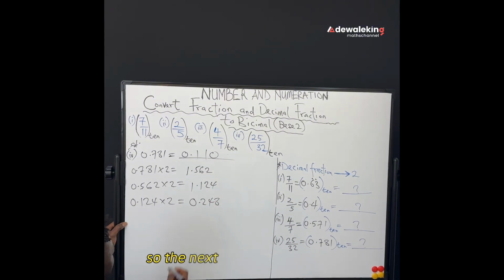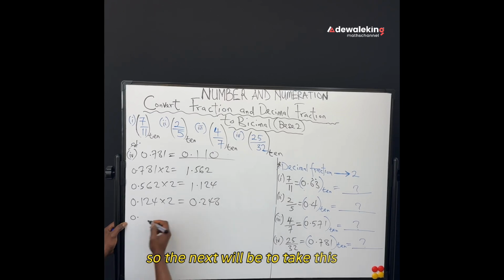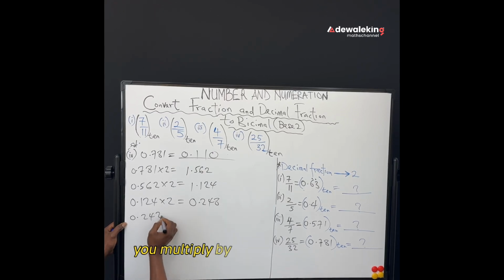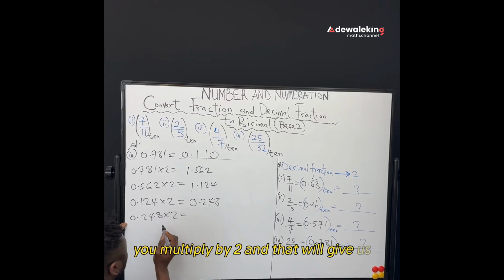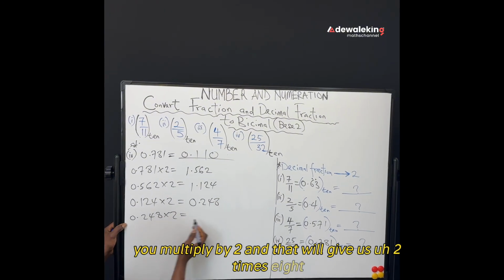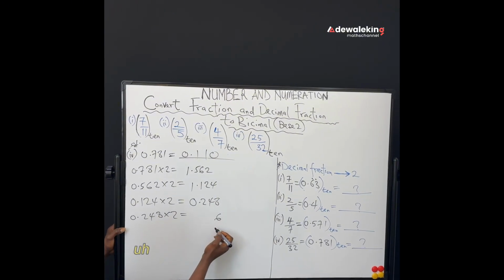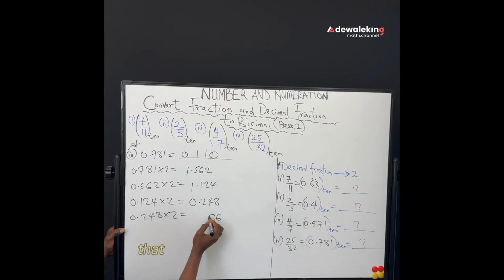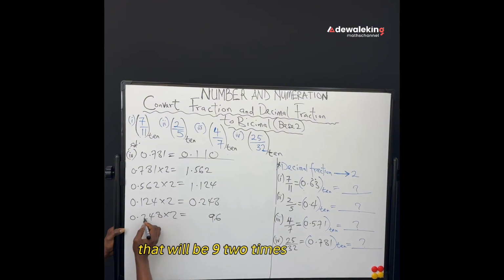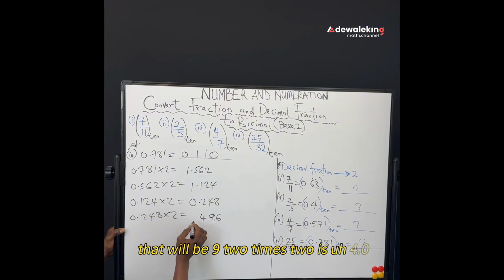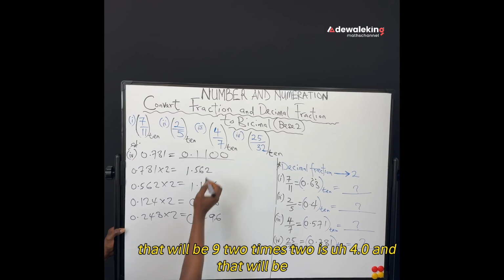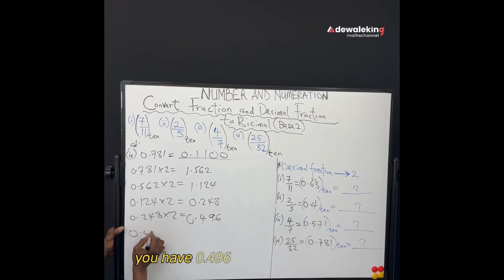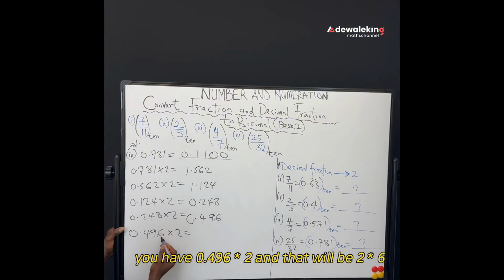So the next will be to take this number, you multiply by 2, and that will give us 2 times 8, which is 16. You write 6, you carry 1. 2 times 4 is 8 plus 1, that will be 9. 2 times 2 is 4, and that will be 0. You have 0.496 times 2, and that will be 2 times 6, 12.